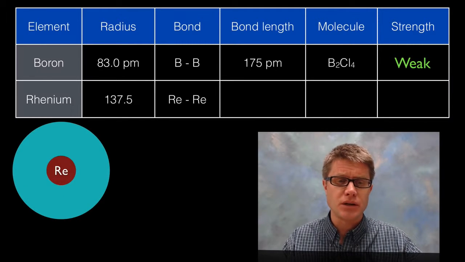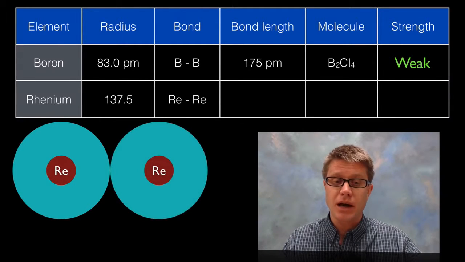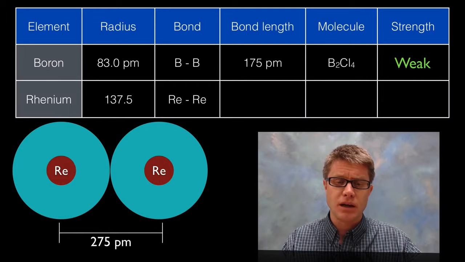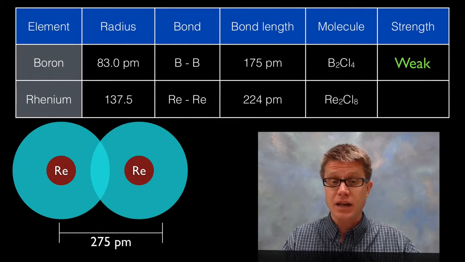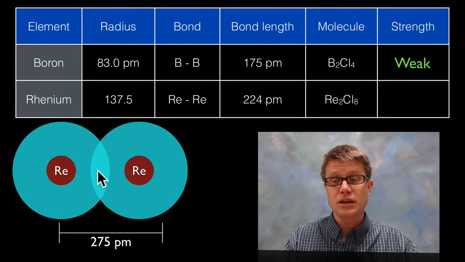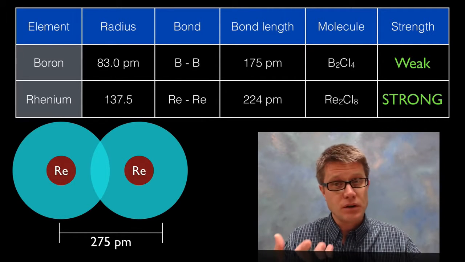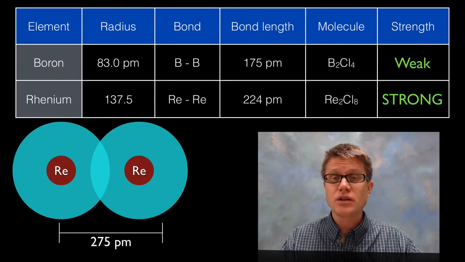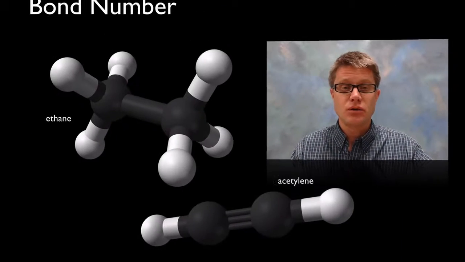Now, if we were to use another example, let's say we're looking at rhenium, which has a radius of 137.5. If we had two rhenium atoms, we would expect that bond length is going to be 275 picometers. If we actually measure it in a molecule like this and it's less than that, that means that they're really overlapping. There's greater charges holding it together, and so we would call that a strong bond. Again, the higher your bond energy is, the closer those atoms are going to be, and the shorter that bond length is going to be.